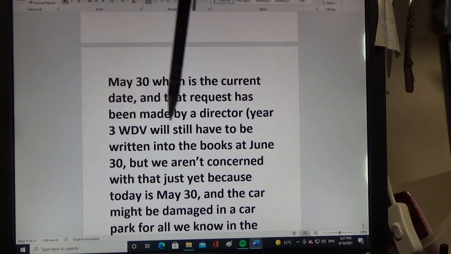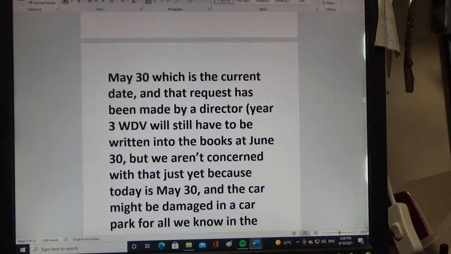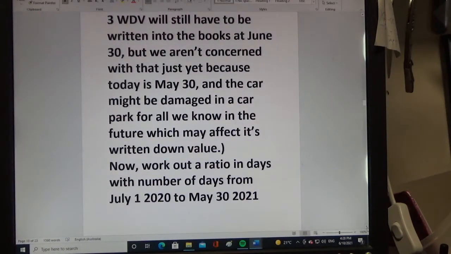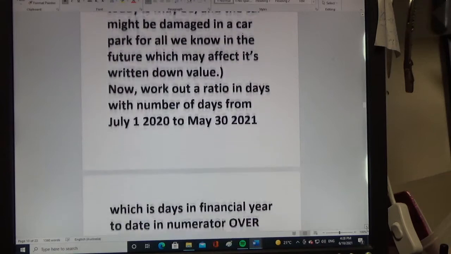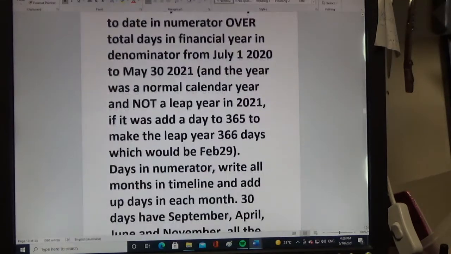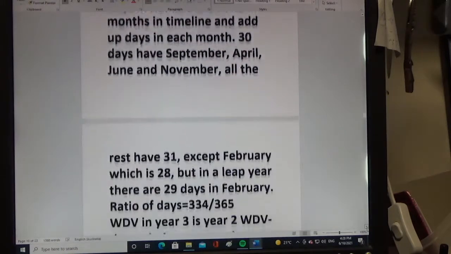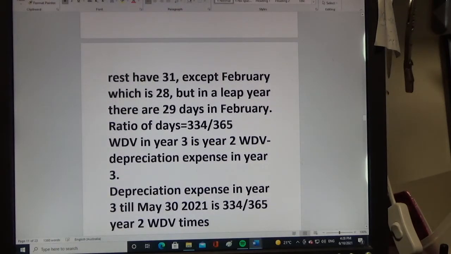So in that timeline of all the months, you've got to add up all the days in the months, put that in your numerator, and you divide it by the denominator, which is 365, the number of days in a normal calendar year. If it was a leap year, you put 366 on the denominator. Then you've got to multiply that ratio by depreciation expense, 20%, times the written down value from the previous period. So I calculated the ratio as 334 over 365.